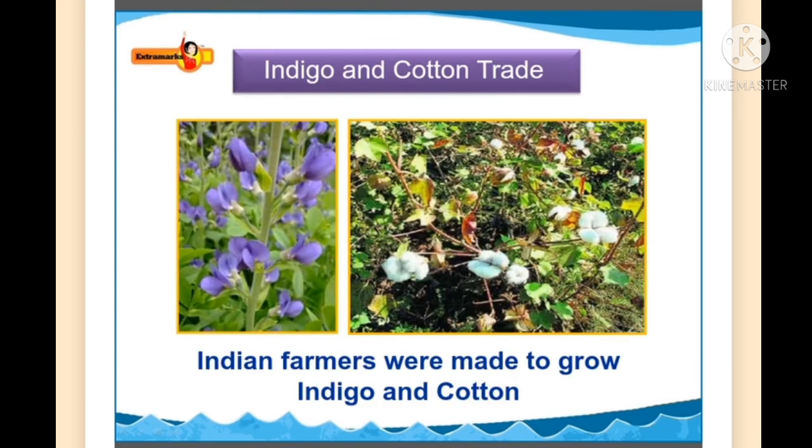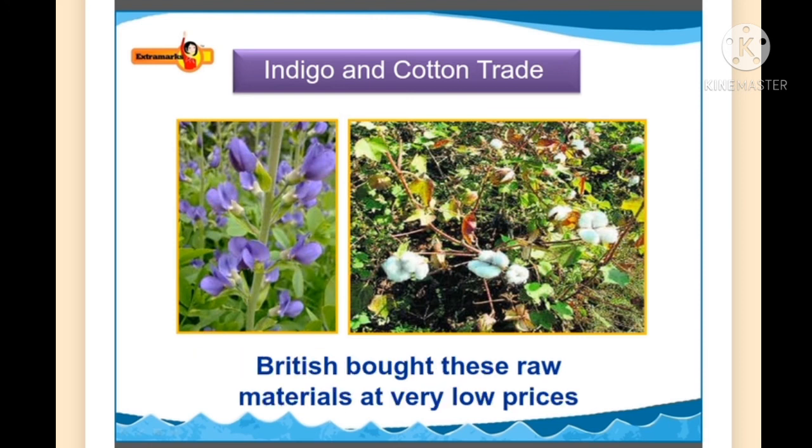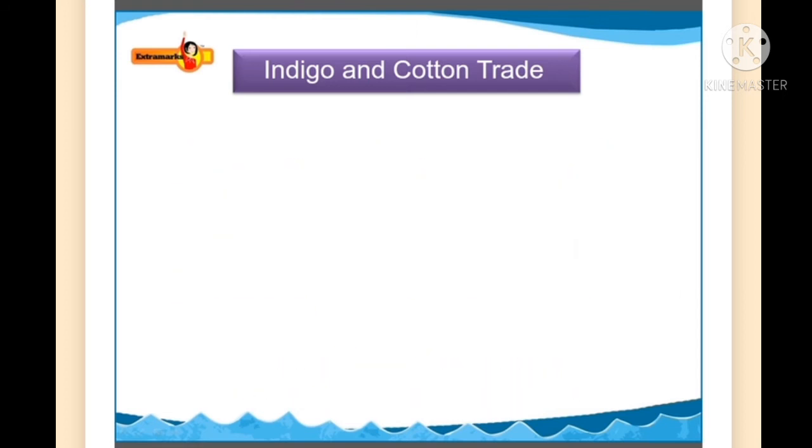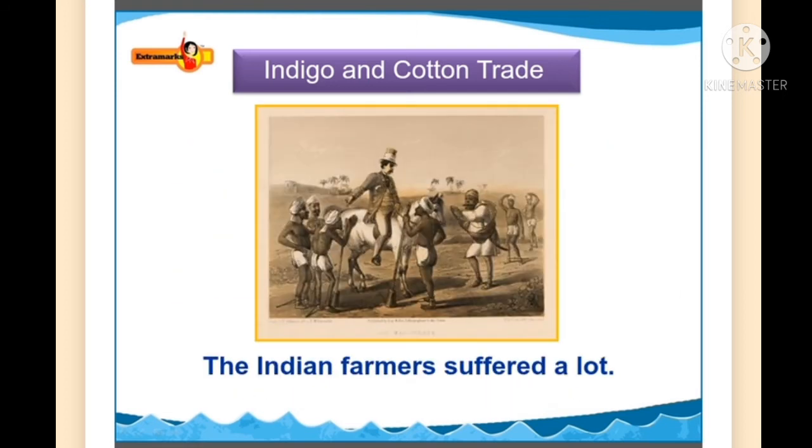Indian farmers were made to grow indigo and cotton. The British bought these raw materials from the Indian farmers at very low prices. As a result, the Indian farmers suffered.